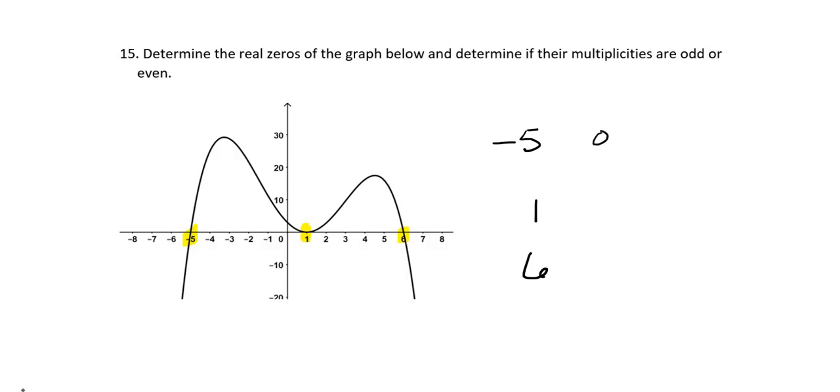-5 has a multiplicity that is odd because it goes through my x-axis. 1 has a multiplicity that is even because my graph touches at that point and then sort of bounces back off. I have another 0 at 6, and the multiplicity there is odd.